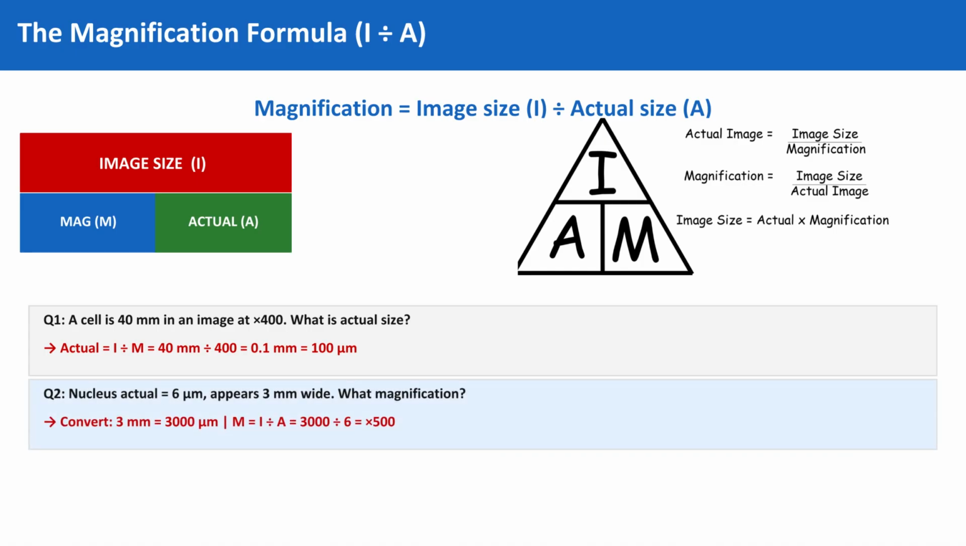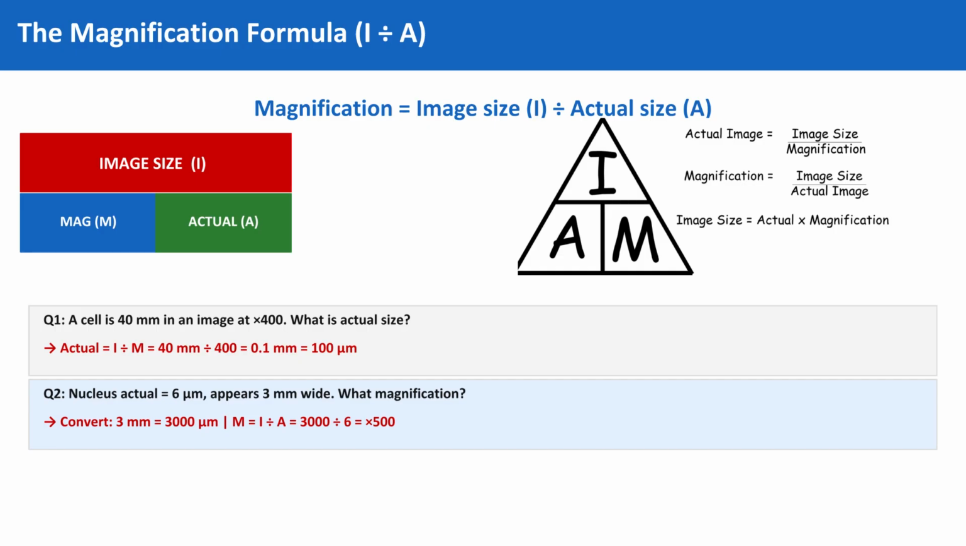Another example, a nucleus is actually 6 micrometers but appears 3 millimeters wide. First, convert 3 millimeters equals 3000 micrometers. Then divide 3000 divided by 6 equals a magnification of 500 times.